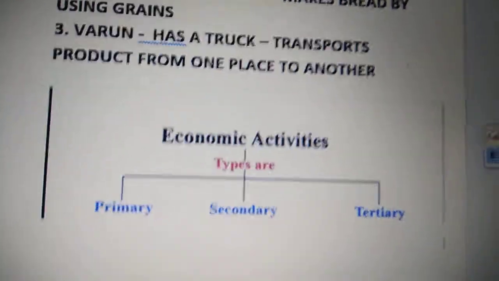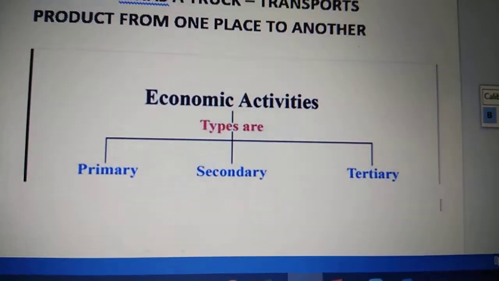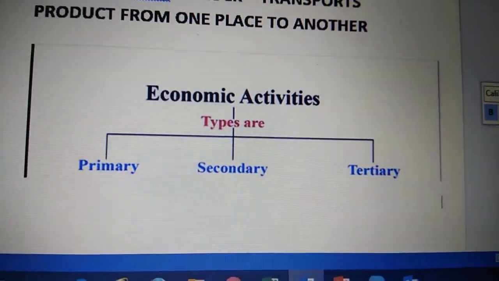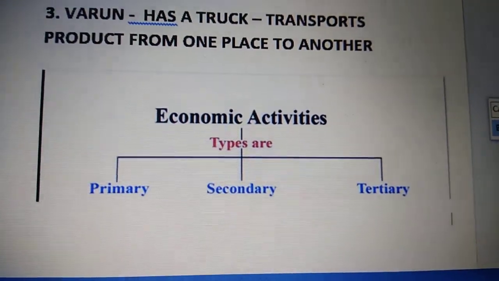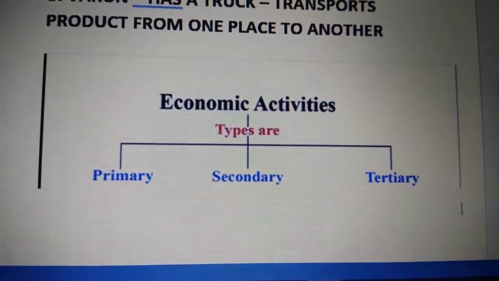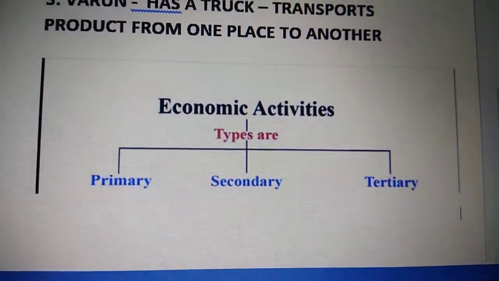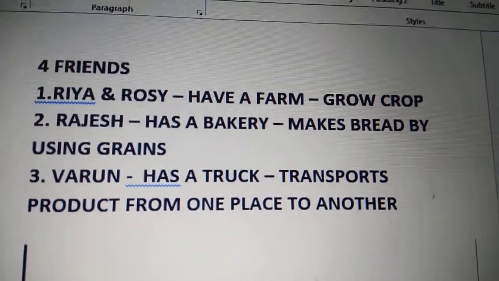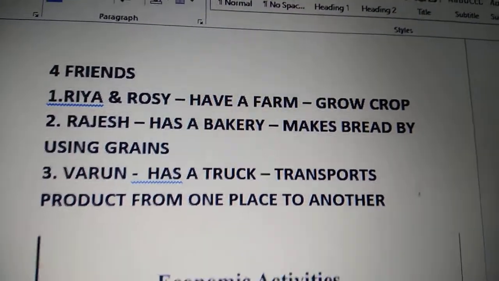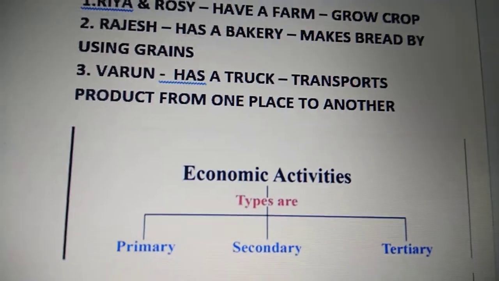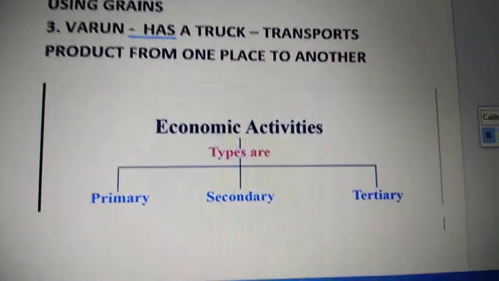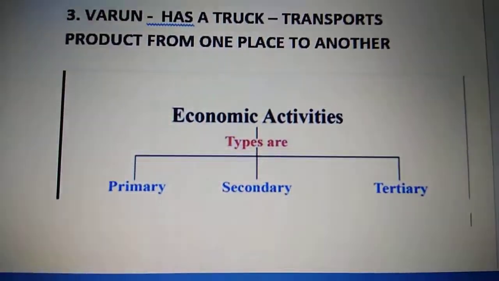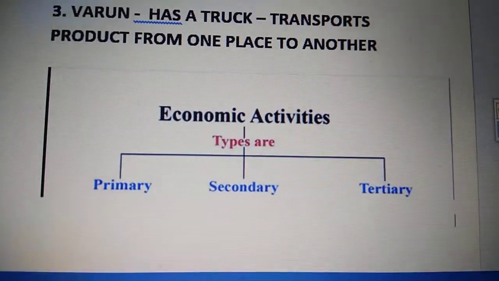Bread. Okay, then we will see the tertiary activity, which gives support to both primary and secondary activity by providing services. So what is Varun doing? He is providing service. He has a truck and transports things from one place to another. So these are the three main activities which are carried on by the people all over the world.